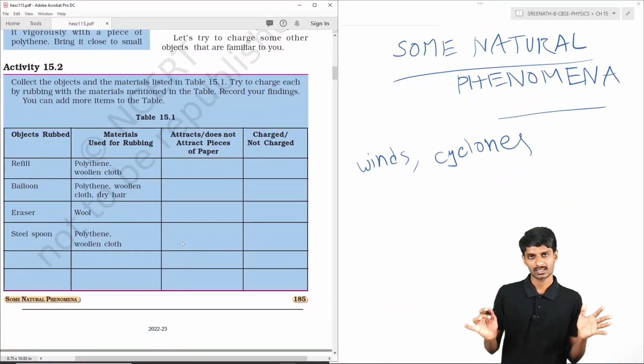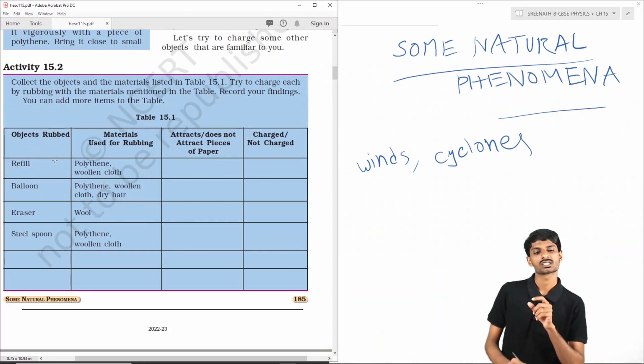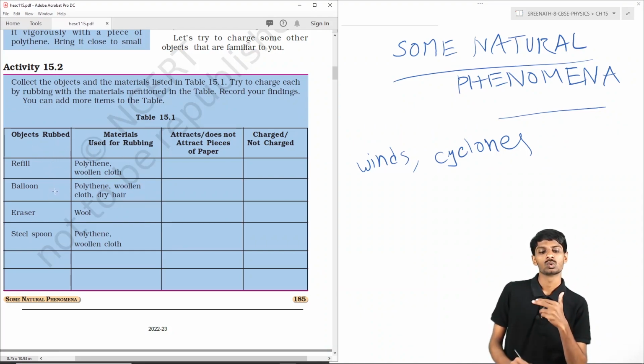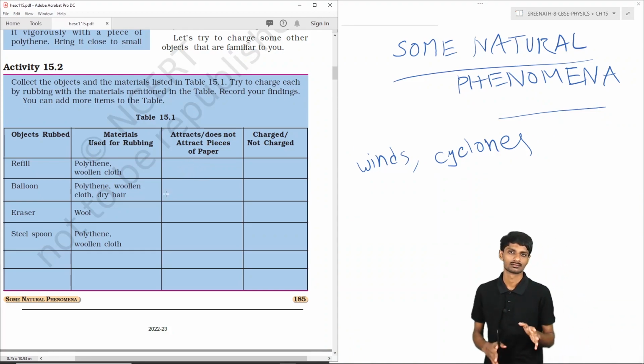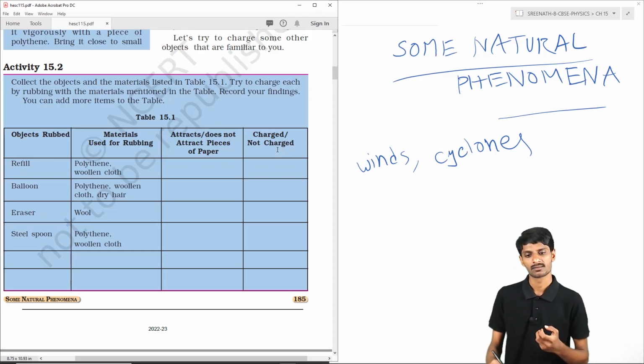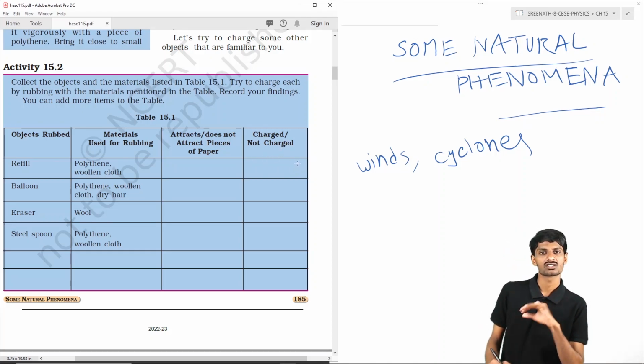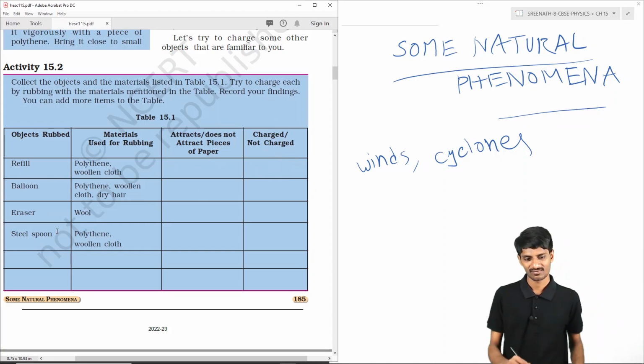So we have to do an activity, students. Objects to be rubbed: refill, balloon, eraser and steel spoon. And with which materials will you rub them? Try with polythene, woolen cloth and dry hair. While rubbing, check whether each object attracts paper pieces or not. If it attracts, it is charged. If it does not attract, it is not charged.